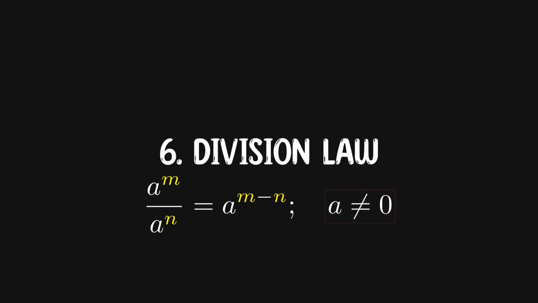An example we can look at is 5 raised to the power of 3 divided by 5 raised to the power of 7. Now, the first thing to notice is that these two expressions have the same base, so we can apply the division law. So this gives us 5 raised to the power of 3 minus 7, which simplifies to 5 raised to the power of minus 4. And remember that from the negative index law, we can write this as 1 divided by 5 raised to the power of 4.